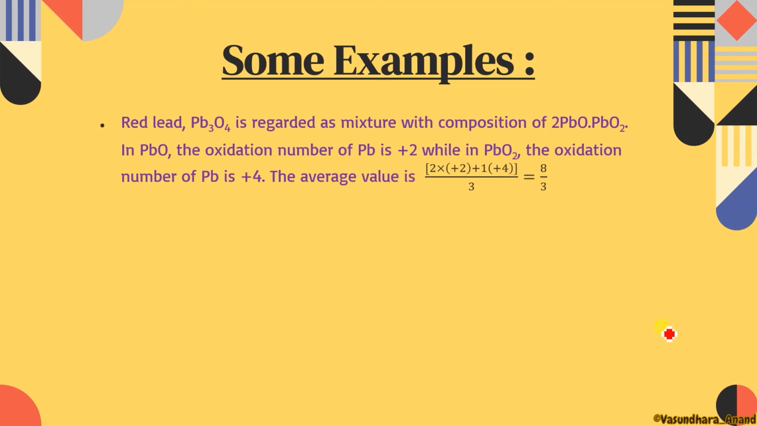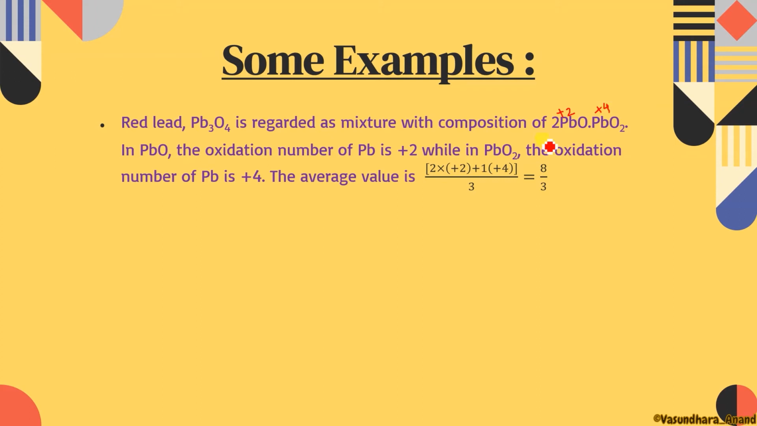Pb3O4 is regarded as a mixture with composition 2PbO.PbO2. Fe3O4 was a mixture of FeO.Fe2O3, but this one is not like Pb3O4. No, it is 2PbO.PbO2. Here Pb is in +2 state and in this Pb it is in +4 state. So that means 2 Pb are in +2 state and 1 Pb is in +4 state.